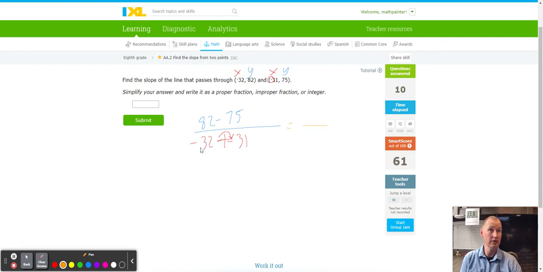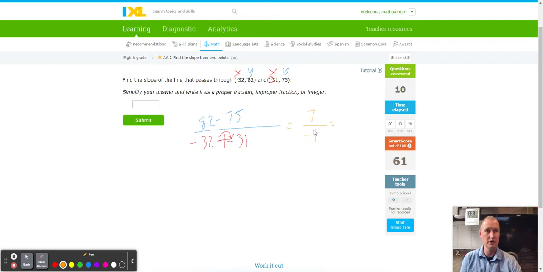Well, the magnitude of the 32 is bigger, so it has to be a negative. And 32 minus 31 is 1. So therefore, it's negative 1. So again, one more time, negative 32 plus 31, it's negative 1 because the magnitude is bigger on the 32. Got to bring the negative. And the top part, what looked really hard is pretty simple. We have 82 minus 75, and that's 7.